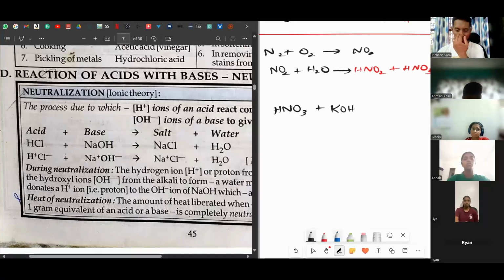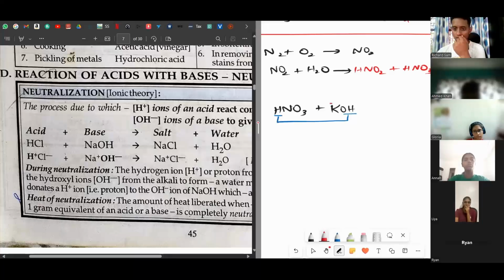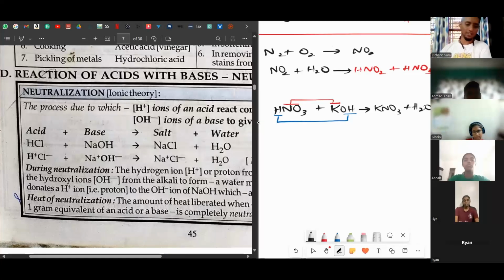Okay, so here the H joins with the OH and the K joins with the NO3. Right. So what is the salt formed over here? See, the salt and water. Potassium nitrate. KNO3 is potassium nitrate, that is the salt, and the blue color is the water, H2O. Right. This is the neutralization reaction.